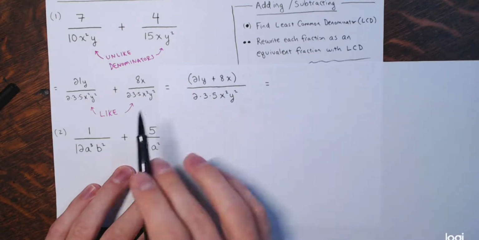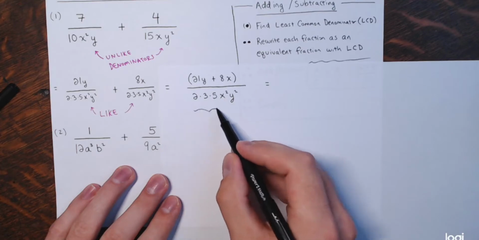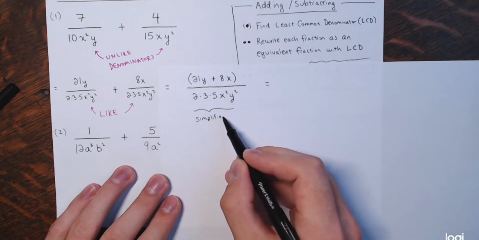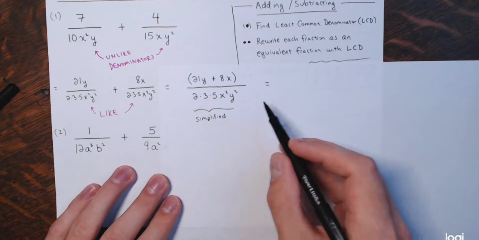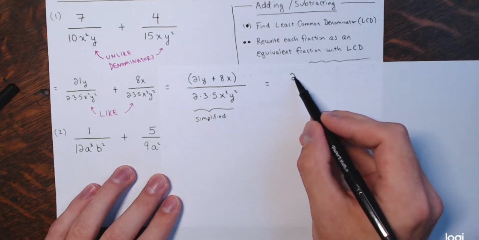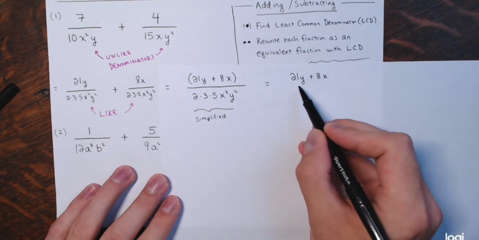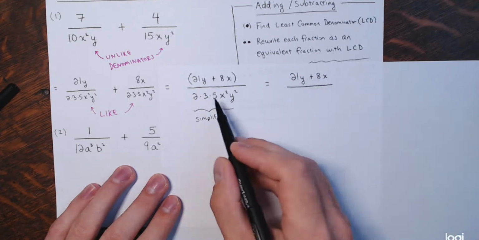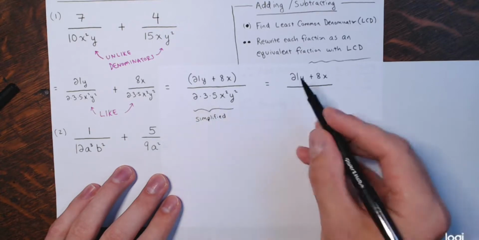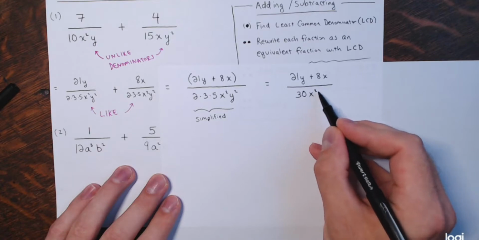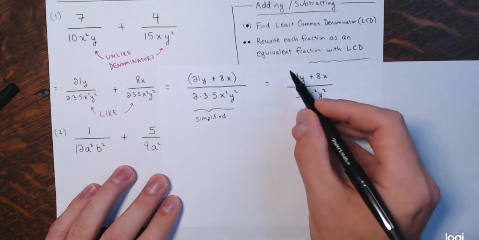So now that this is already simplified, now I'll multiply numbers. So the final result, 21y plus 8x over, and then 2 times 3 times 5 is 30. So 30x squared y squared. Well, that was the LCD. And here we go.